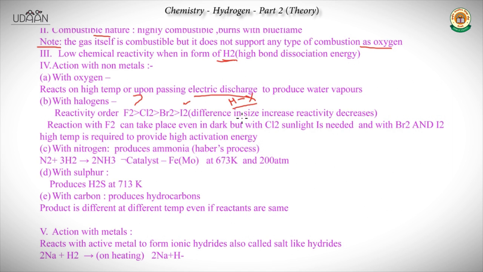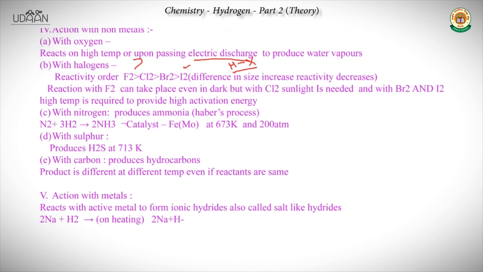Basically, HF bond will be more stable than HCl bond, and that in turn will be more stable than HBr. This effect can be directly seen as F2 can react even in dark, but Cl2 in sunlight, and for Br2 and I2 we have to provide high temperatures.